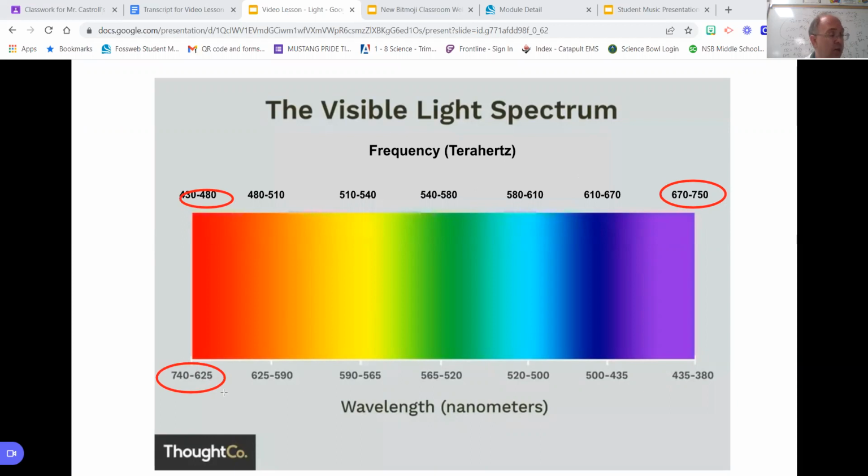700 nanometers. That means each wave is 700 billionths of a meter long. Violet light is even shorter. It's about 400 nanometers. Even so, notice that visible light is near the middle of the electromagnetic spectrum.